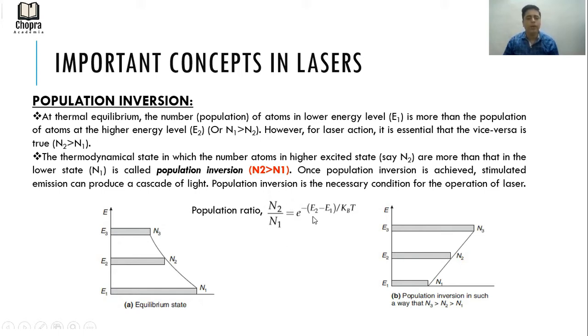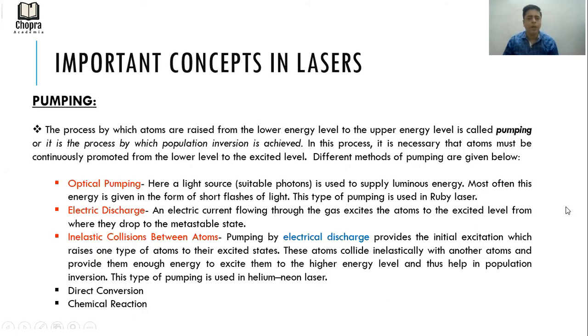We go to the next very important concept. Once we know population inversion has to be achieved in order to get substantial stimulated emission, how do we do that? How do we get N2 to be greater than N1? We need something called a pumping mechanism. Pumping is the process by which atoms are raised from the lower energy level to the higher energy level, or the process by which population inversion is achieved.